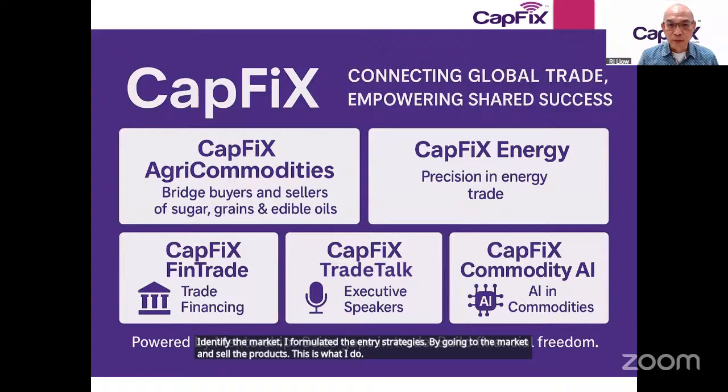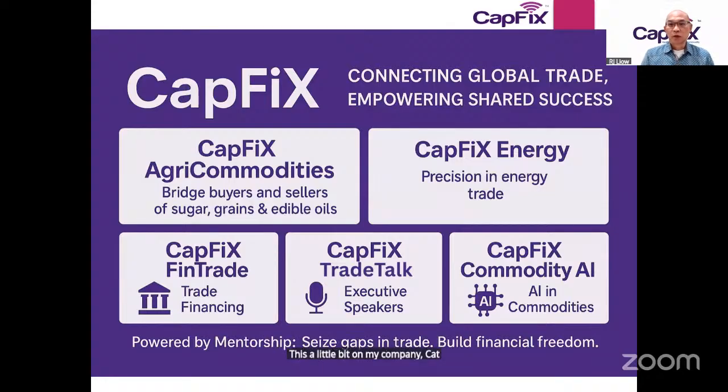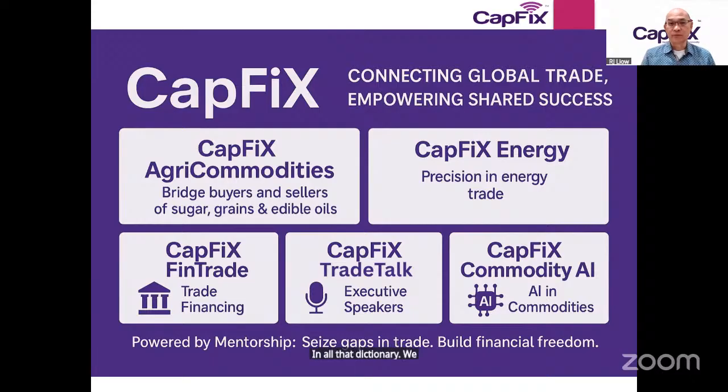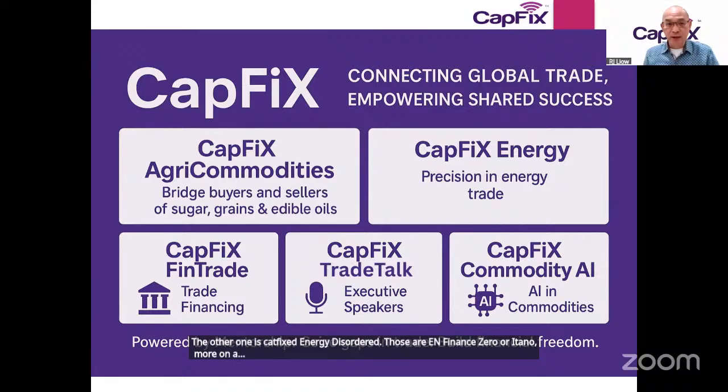A little bit on my company, CatFix. We connect global trade, we empower shared success. In our dictionary, we work as a platform. We have the buyer and the seller all on our platform. We now have two verticals. CatFix Agri Commodities focuses on agricultural products. The other one is CatFix Energy, those are EN590 or ethanol, more on the renewable energies.